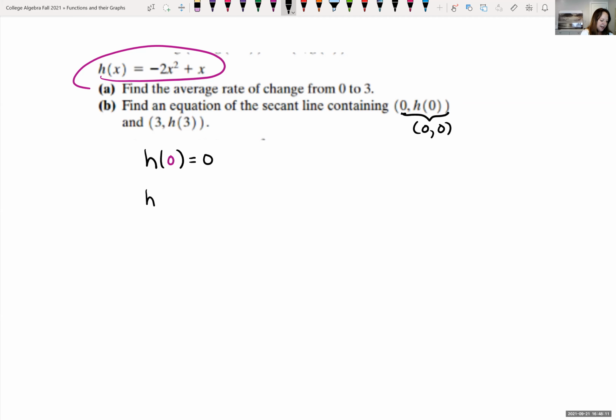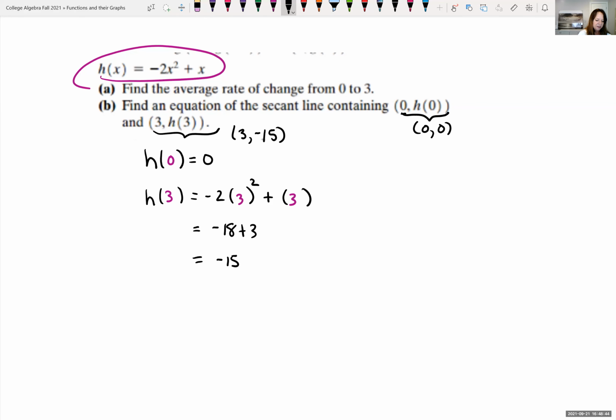And now I want to look at h of 3. So plugging in 3 wherever I see an x, I get negative 2 parentheses 3 squared plus 3. Order of operations, square the 3 first, I get 9. 9 times that negative 2 in front is negative 18 plus 3. So this gives me back negative 15. So I really have a point here. Now the way to write this is 3, negative 15.